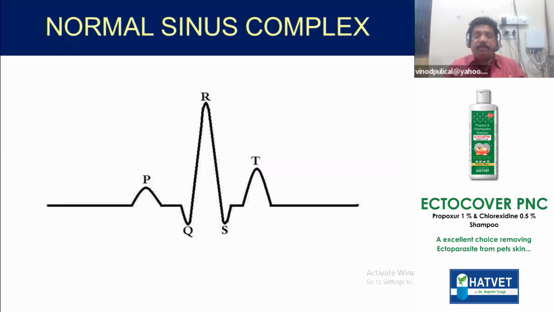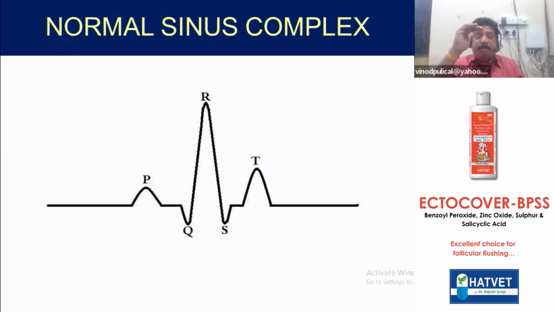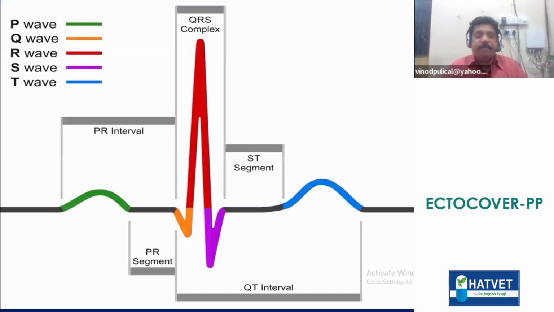So the sinus complex comprises the P wave, Q wave, R wave, S wave, and T wave. And we have the PR interval, the P wave amplitude, the R wave amplitude, R wave width, ST interval, the T wave amplitude, etc. All those things have to be studied.